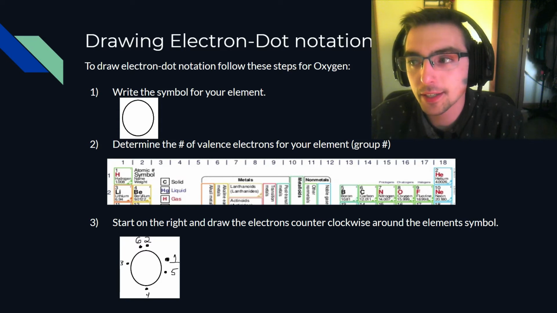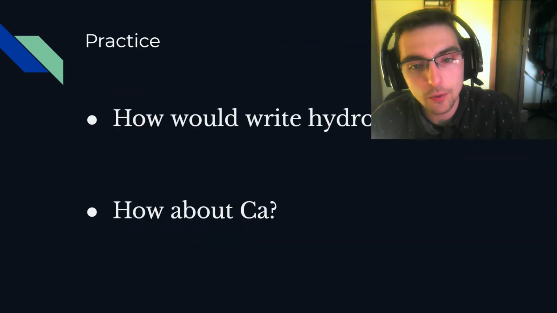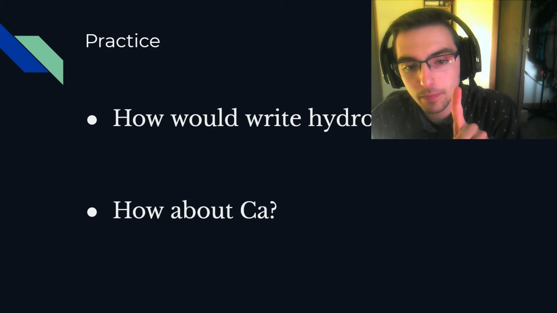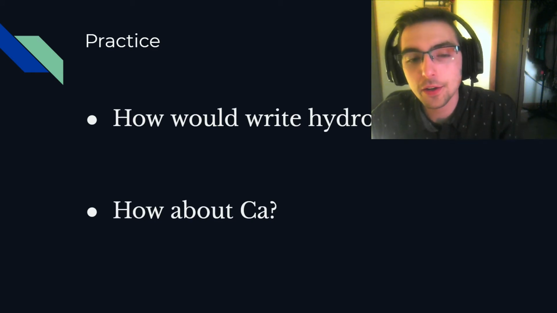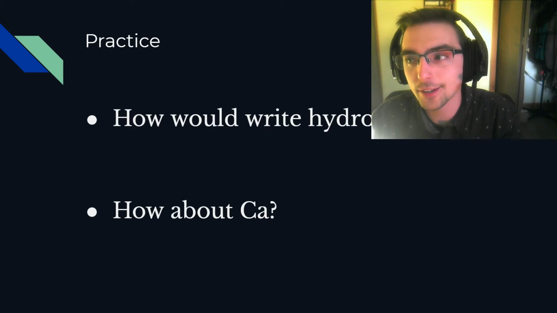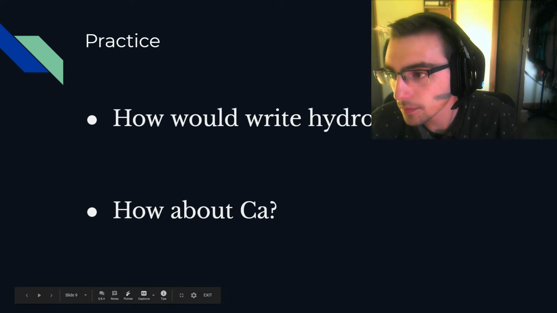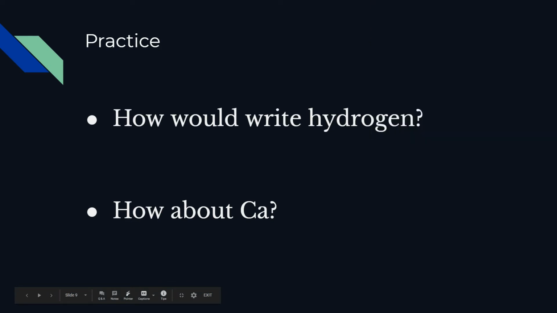Now I want you guys to practice 2 of them. The 2 I want you to practice is how would you write hydrogen as your first one. So looking at your periodic table, find out how you can write the electron dot notation for hydrogen and also Ca. So again, the 2 you're going to be doing is writing hydrogen and also calcium, Ca.